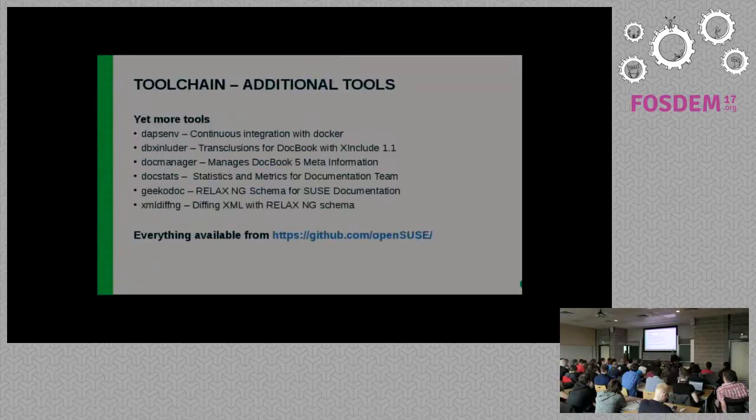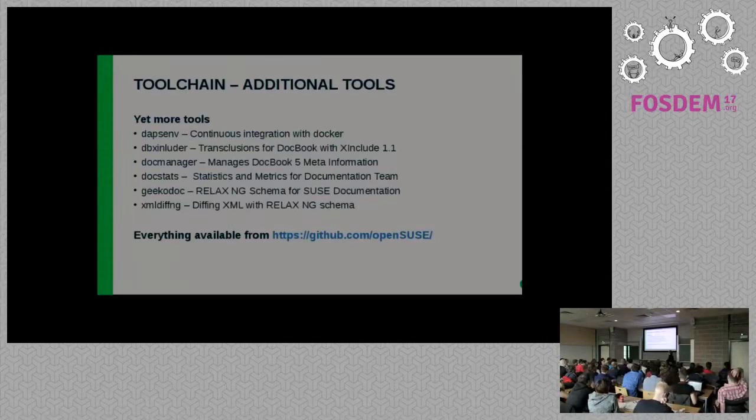We have yet more tools. All of them are on GitHub in the openSUSE organization. Dbx Env is something that we just finished recently, or it's not finished, but we brought it into production this week. It's continuous integration with Docker. We have Dbx Includer: if any of you knows DocBook, you can have includes, but you have the problem that XML IDs need to be unique, and if you use an include various times in a document, the IDs are no longer unique. That's something we solve with Dbx Includer.